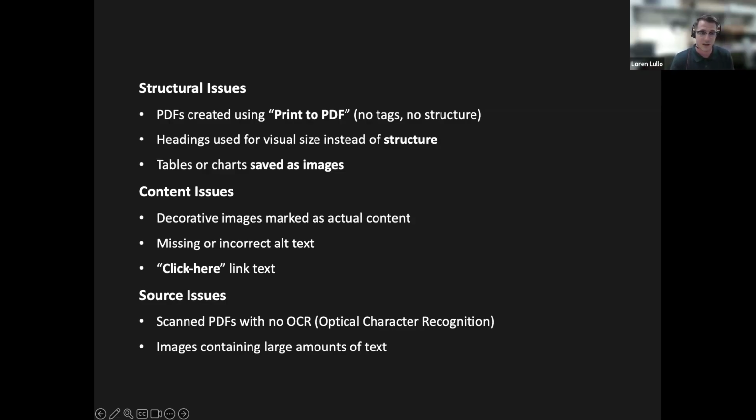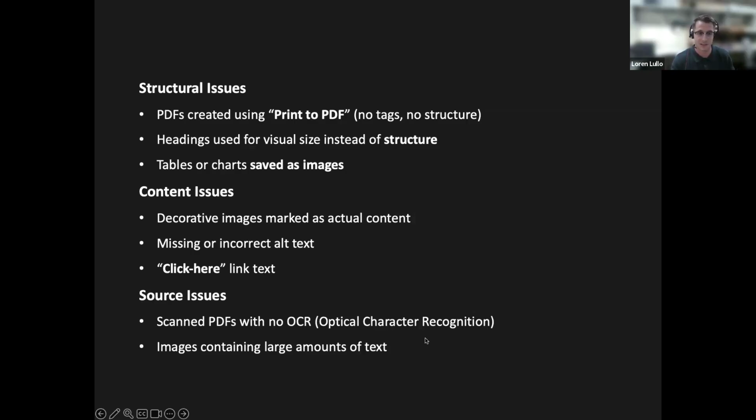Source issues. This first one here, the scanned PDFs with no optical character recognition. This would be a pretty common one if someone gave you a scan or just a printed document and you scanned it to a PDF. There are tools built into Adobe so you can build that OCR. Then from there you can continue with your tagging and ordering, but definitely something to be mindful of if you're ever scanning something into a PDF.